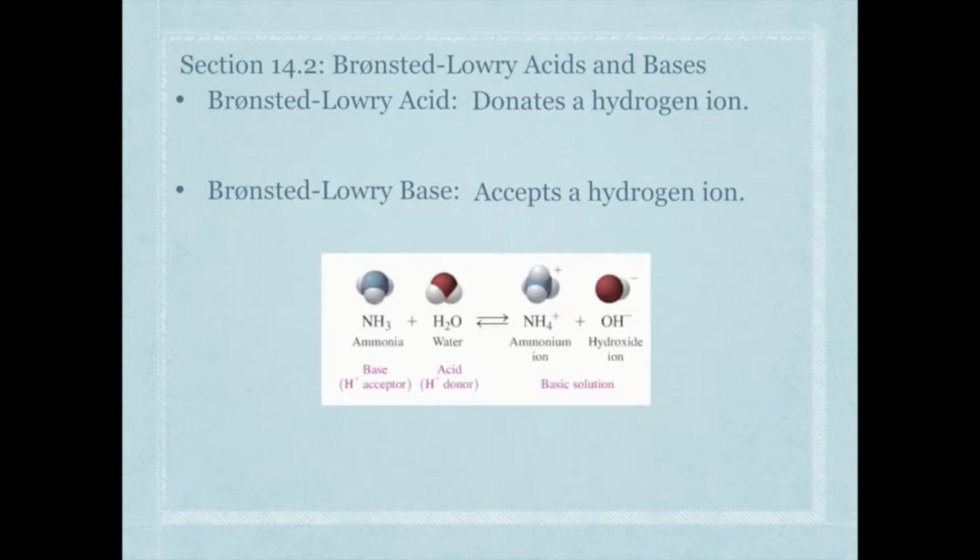So ammonia is the base because it is accepting a hydrogen ion, becoming NH4+. Water is the acid. Notice water, because it loses a hydrogen, it had no charge to begin with, then it becomes OH- because it lost that plus from the hydrogen ion. Therefore, while water is your acid, hydroxide is going to be your conjugate base.